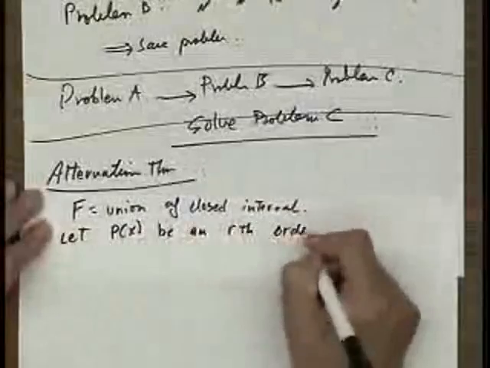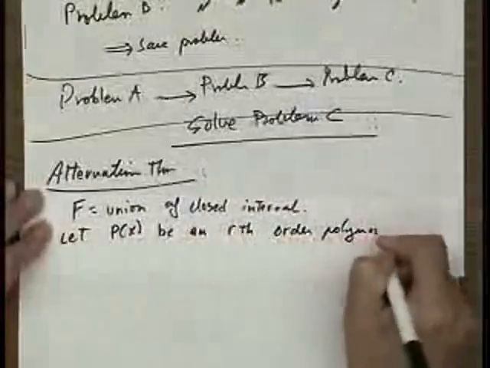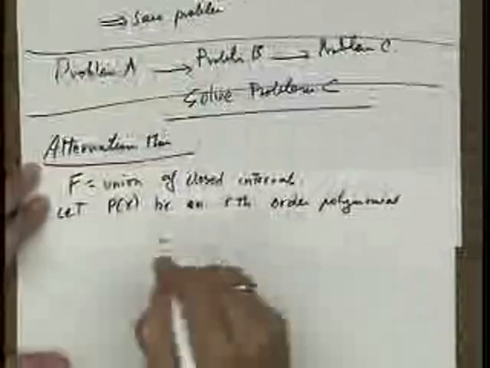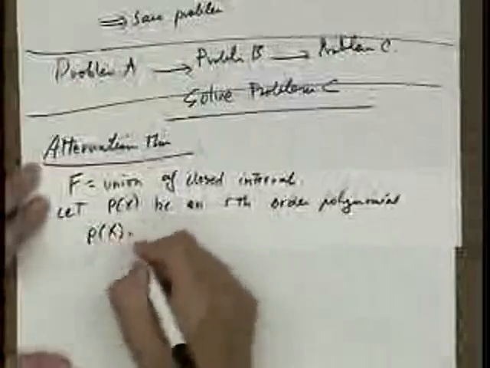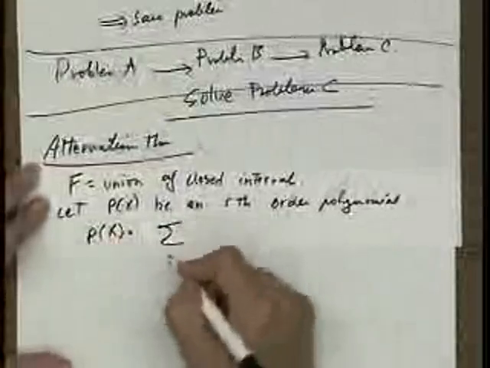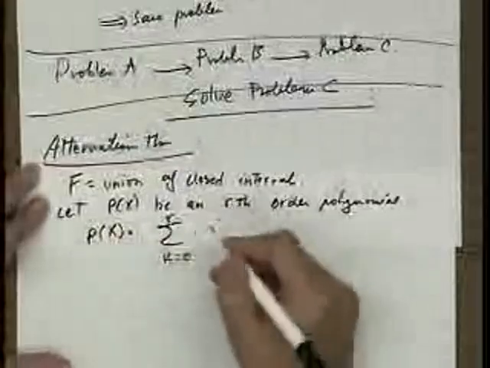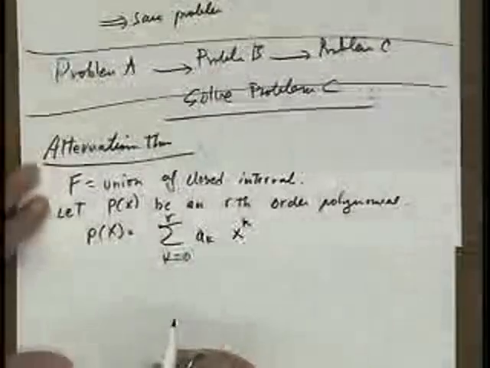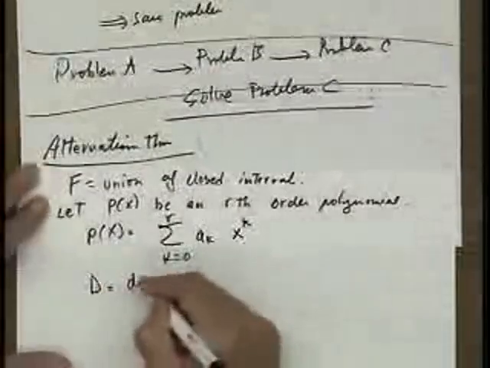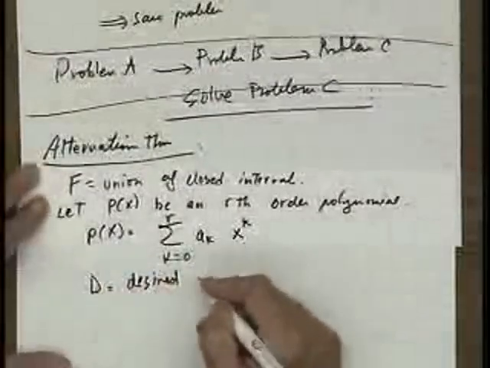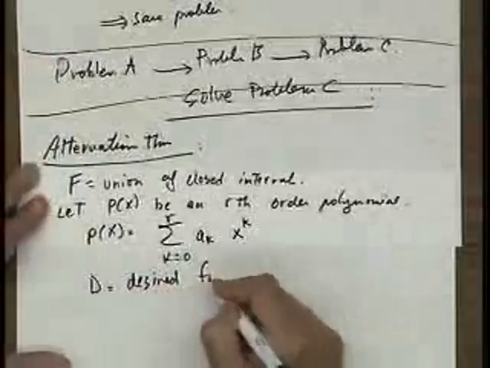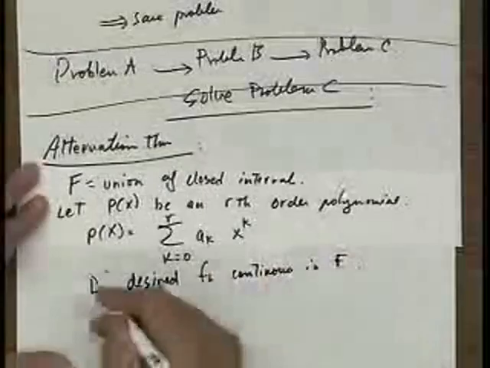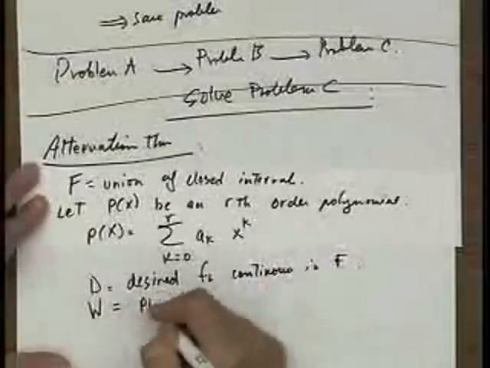Nth order polynomial. And I already told you that polynomial theory from approximation theory has been very, very helpful in filter design problems. But let's write down what we mean by P of x is the summation from k equals 0 to r, a sub k, x to the k. That's an nth order polynomial. And d is some desired function that's continuous in F. And let w be a positive function.